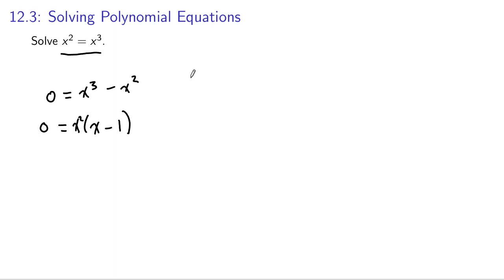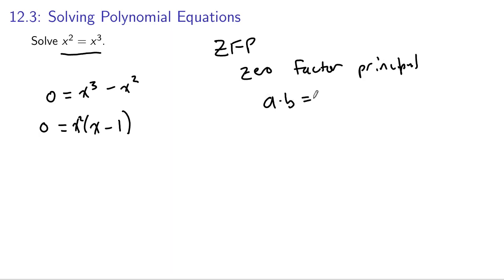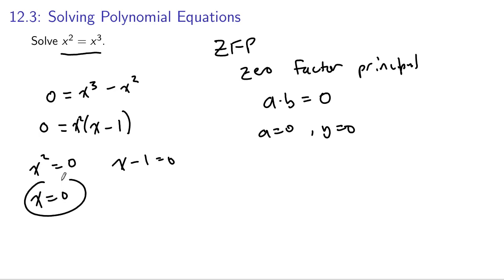Now we could use the zero factor principle. So remember the zero factor principle from before. We talked about this earlier in the year. The zero factor principle states that for a times b to equal 0, either a is 0 or b is 0 or both. So one of them has to be 0. So in order for this to be 0, either x squared is 0 or x minus 1 is 0. Remember, the zeros are the factors. And there are solutions. X is 0 or x is 1 are the solutions to this equation.